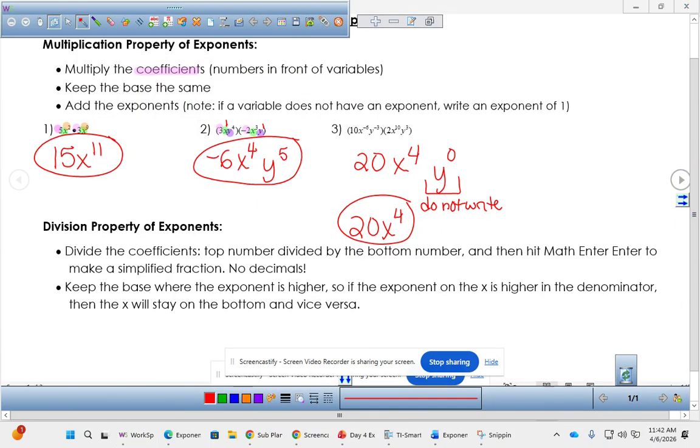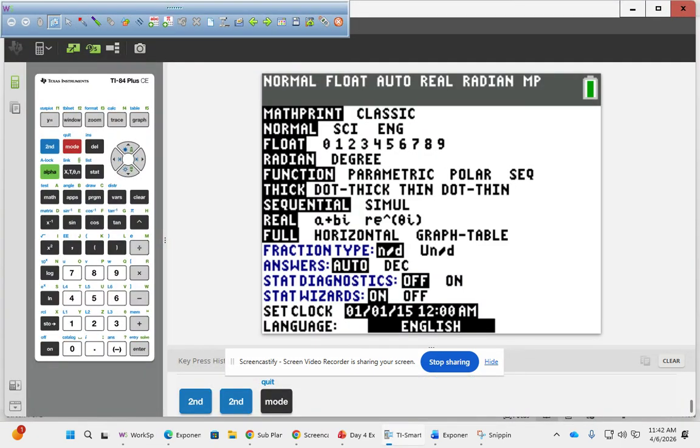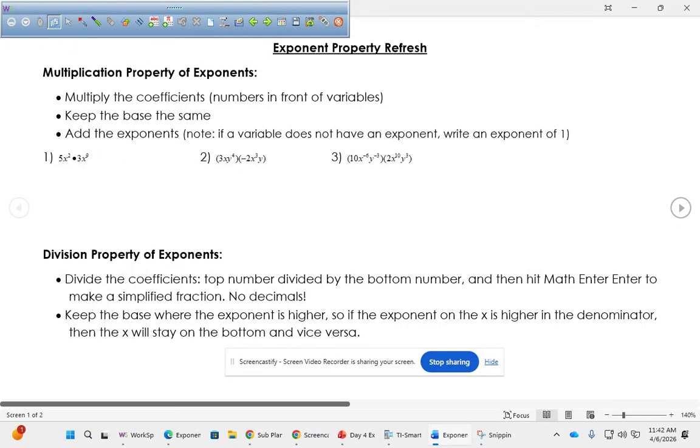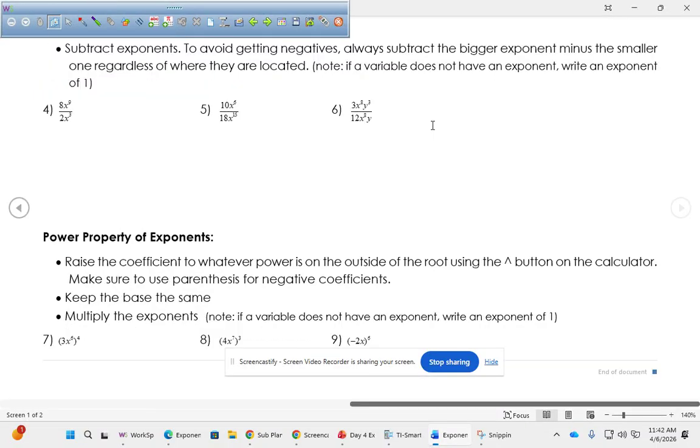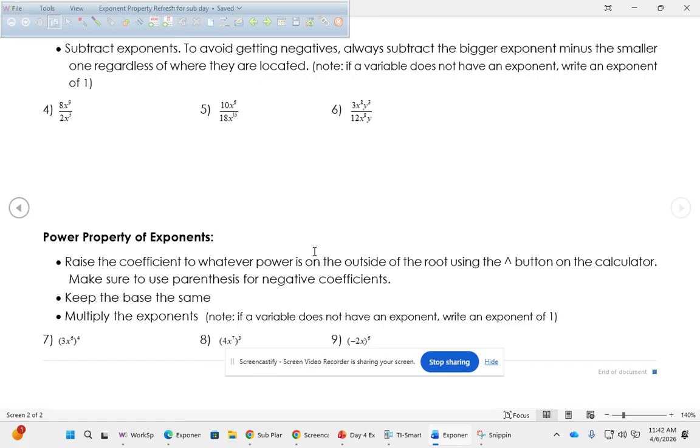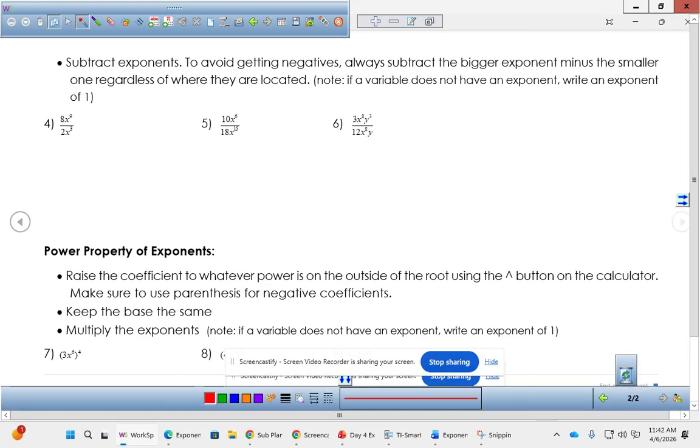The next property of exponents is the division property of exponents. And I'm going to do the division property of exponents when I see fractions. All right, here we go. So when I see fractions, the first thing that I'm going to do is divide the coefficients. Top number divided by bottom number. If you get a decimal when you do that, you have to enter it on the calculator. But in this first one, I don't get a decimal. 8 divided by 2 is just 4.